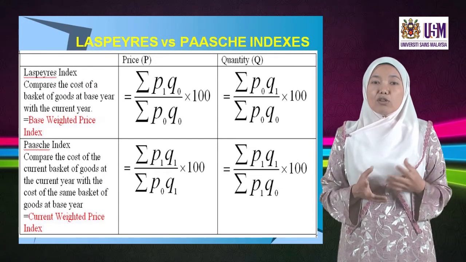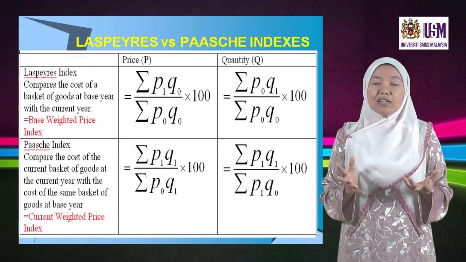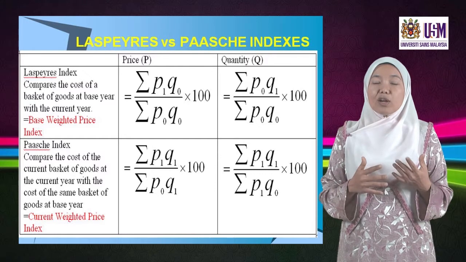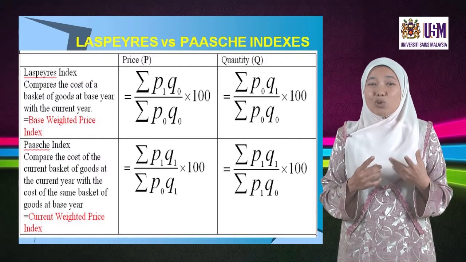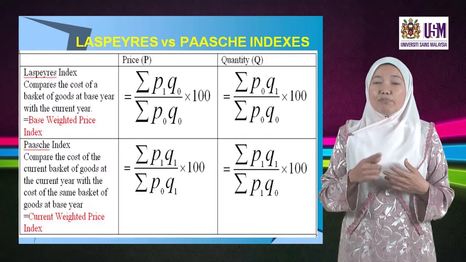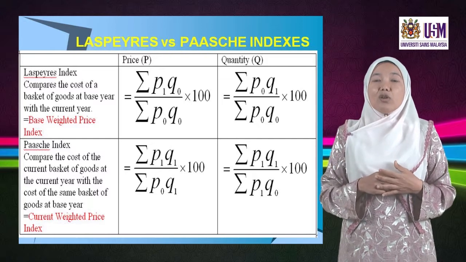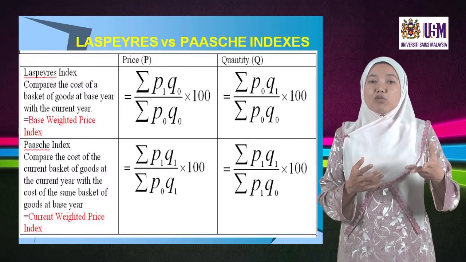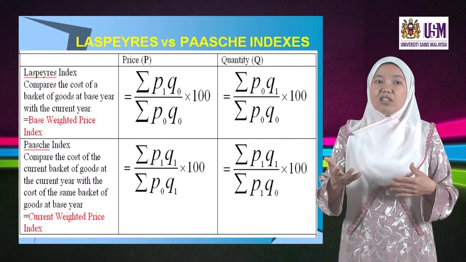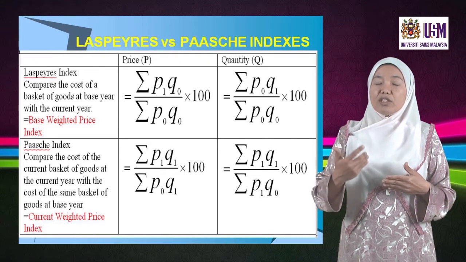So it looks like you have to memorize formulas, but no worry, what you need to remember is basically just one formula. The difference between price and quantity is just that for price, we are talking about P1 over P0, while for quantity index, we are talking about Q1 over Q0.